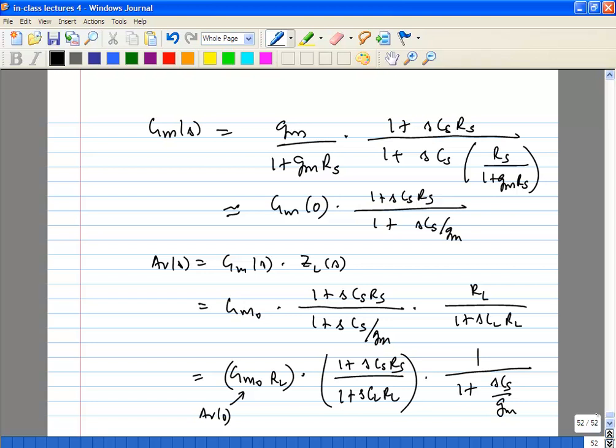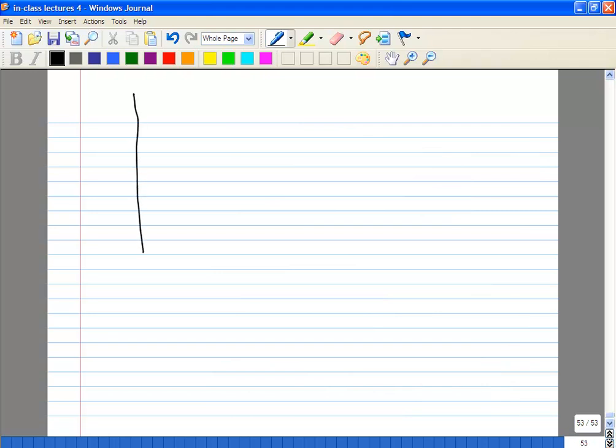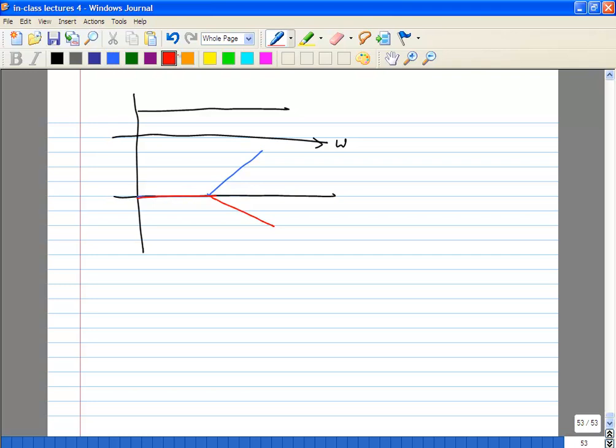So you can plot out all three of these to get a graphical view of what is happening. Obviously, GMRL is constant with frequency. The 0 is going to go like this, and the pole is going to go like this. If they exactly cancel, then the overall transfer function is just going to look like this. It's just going to be flat.